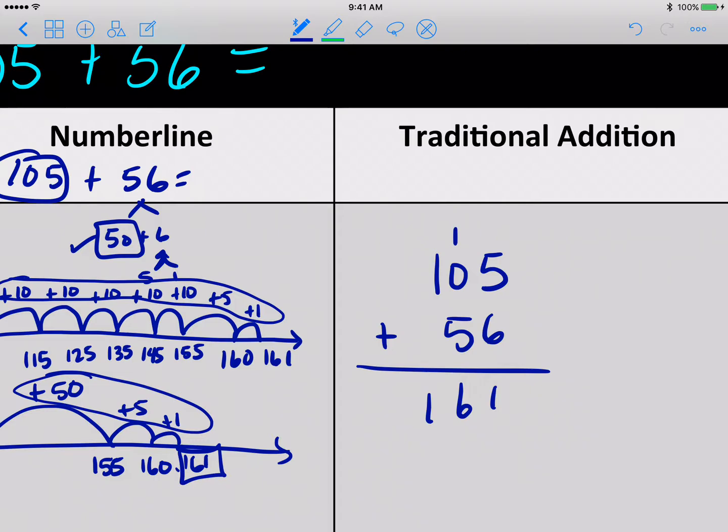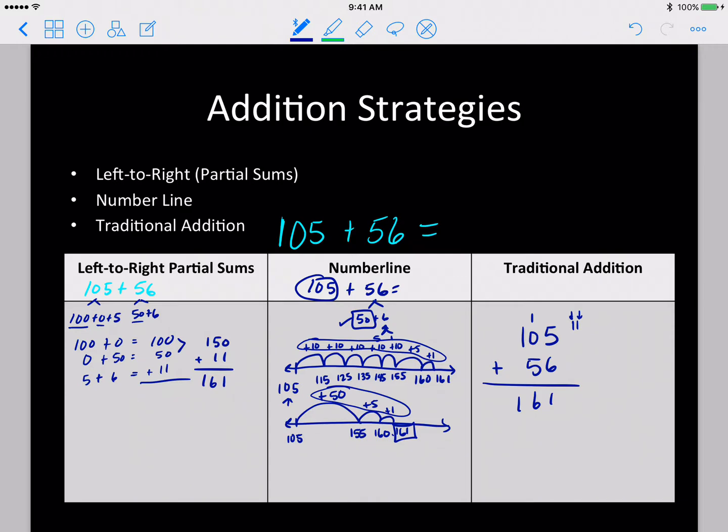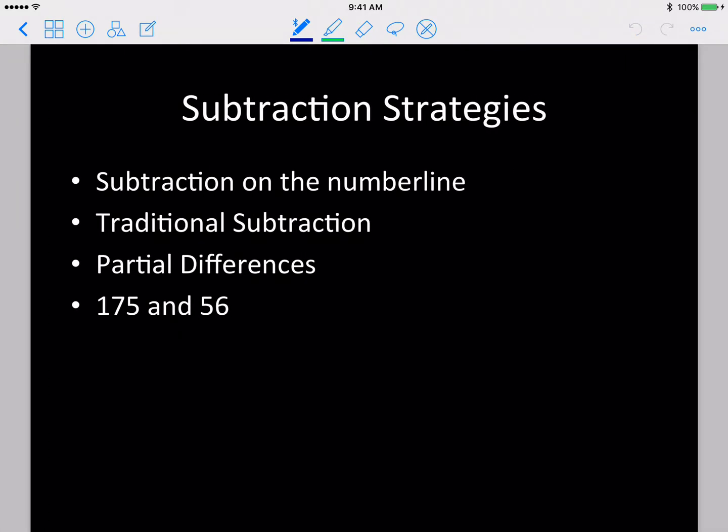If we have 11 ones, which is what we had with 5 plus 6 here, we have 1 ten and 1 one. So we'll put our 1 one here, and then we're going to regroup with our 1 ten up there. Those are our addition strategies.